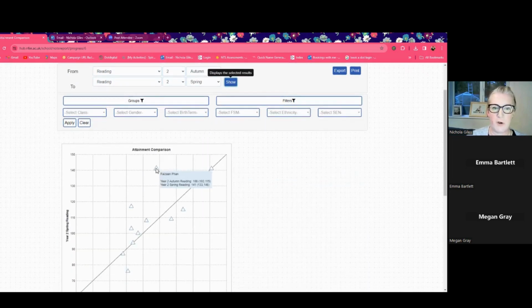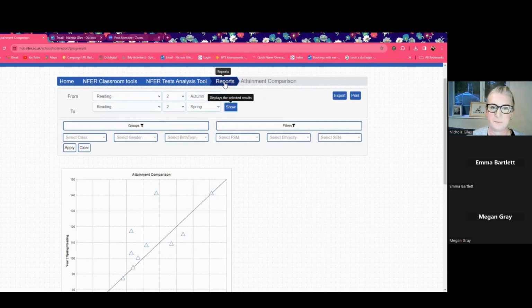And again, you can hover over here to see, and obviously on this one, they're much closer to that line than they were when it was the year 1 and the year 2 mix on there.